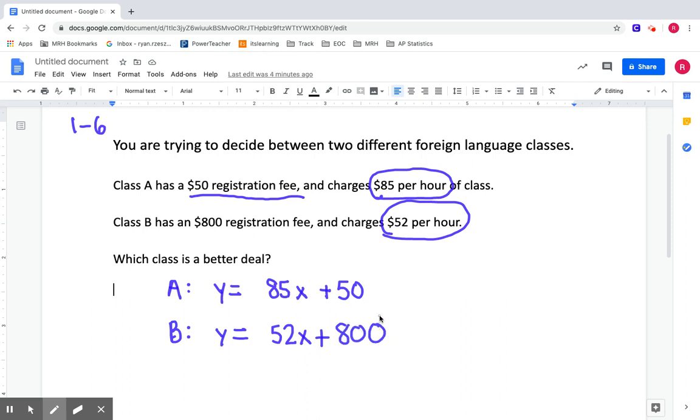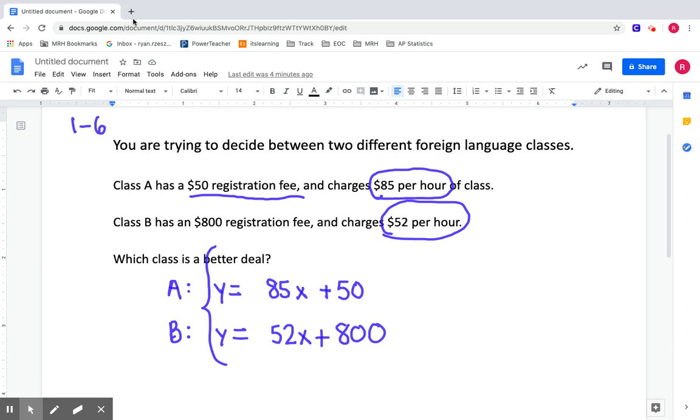And my job right now is to figure out where these two graphs are going to intersect each other. This is a system of equations. Now, graphing these by hand would be really kind of rough because the numbers are so big. It just would be very difficult to see where they cross each other. So what I'm going to end up doing here is actually make a graph on my calculator.